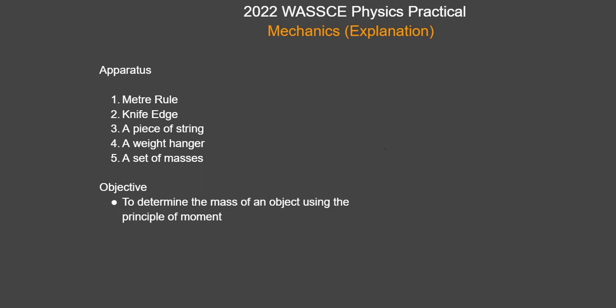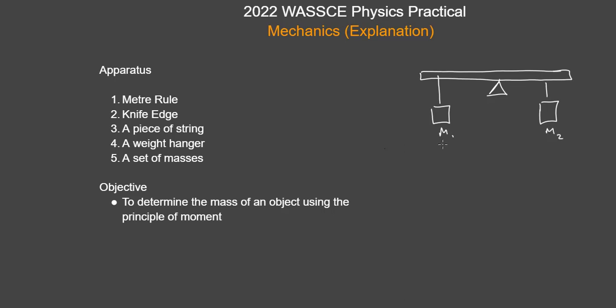So let's start with the principle of moment. Let's look at this scenario. If you have a knife edge here, and you have your meter rule placed here, let me explain what the principle of moment is using this diagram. Let's say you have a mass on this side, and you have another mass on this side. Let's call this M1 and let's call this M2.